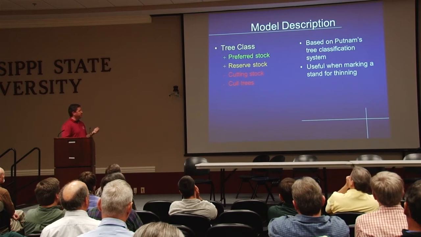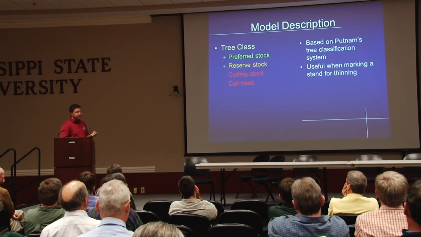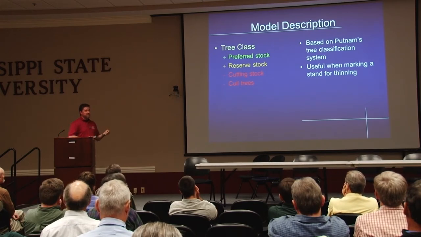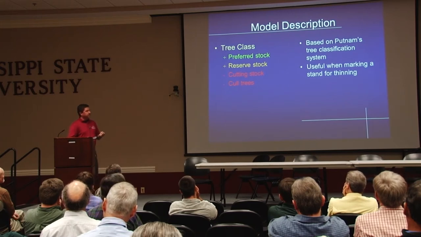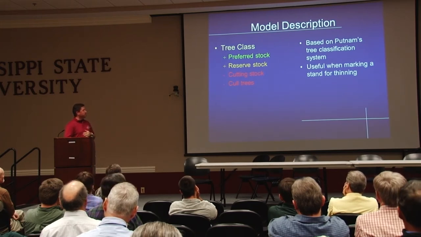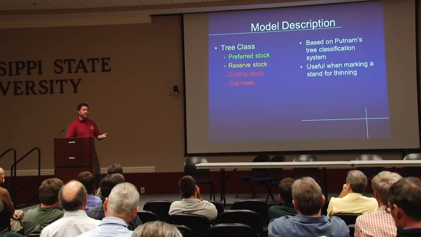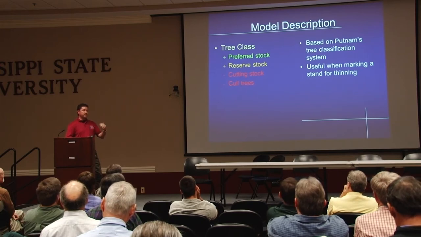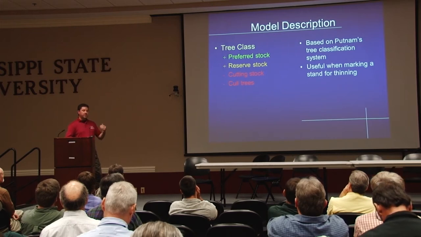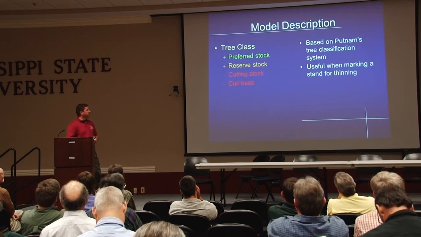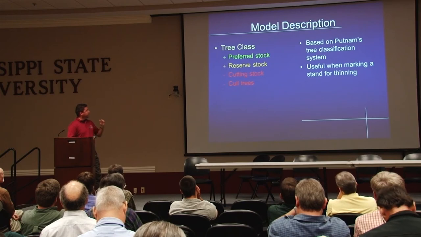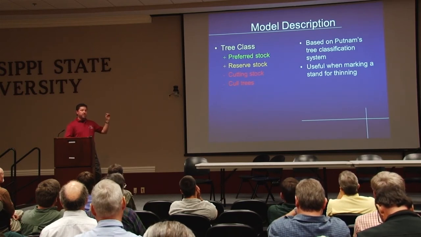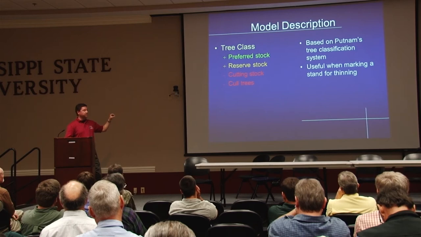And a big component of the model is that it includes tree class. This was based on Putnam's tree classification system of preferred, reserved, cutting stock, and cull trees. Our preferred trees are essentially the trees that are going to help us meet our management objectives. For a sawtimber standpoint, that means they're going to be desirable species, number one and number two grade trees, not in any danger of mortality over time, and that's our preferred stock. Those trees will receive 100% of their value from the previous slide.